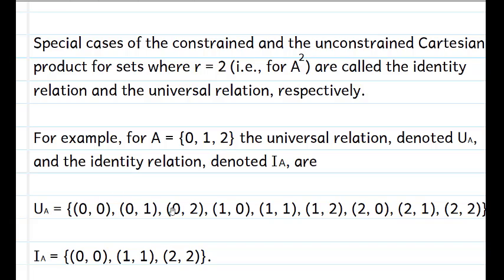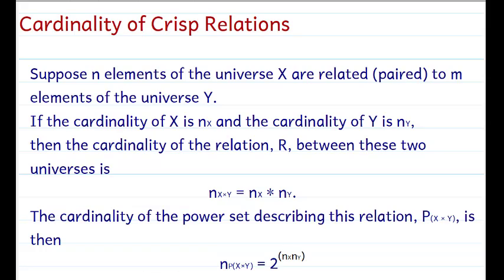So 0 0, 0 1, 0 2, then we have 1 0, 1 1, 1 2, and 2 0, 2 1, 2 2. So all the terms are considered. That is the universal relation. Now what is the meaning of identity relation? In case of identity relation, we only take the pairs where both the elements are the same. So we consider 0 0, 1 1, and 2 2. Whatever we have here is the identity relation. So this is the universal relation, and this is the identity relation, a special case.